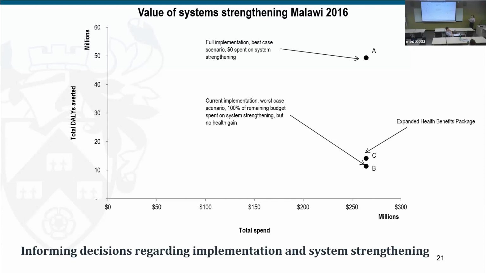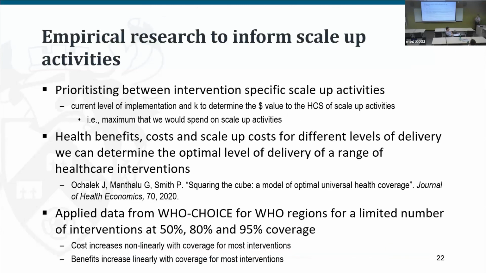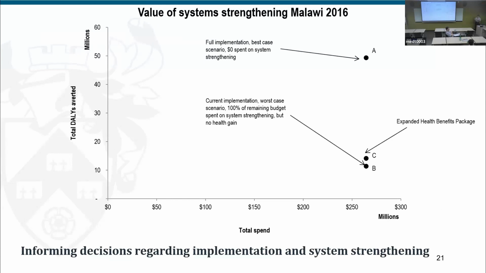And we think realistically, if we spend some money on healthcare system strengthening, it's going to result in some amount of health benefits from the benefits package that lies between A and C. And so in Malawi, this meant that there was a really strong case for spending money on healthcare system strengthening activities.